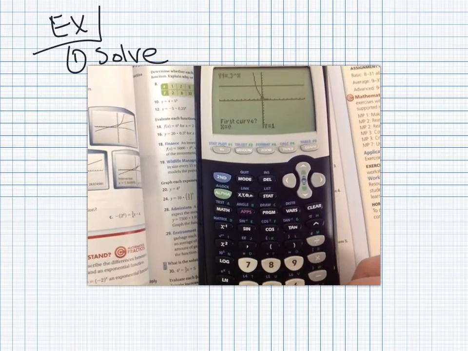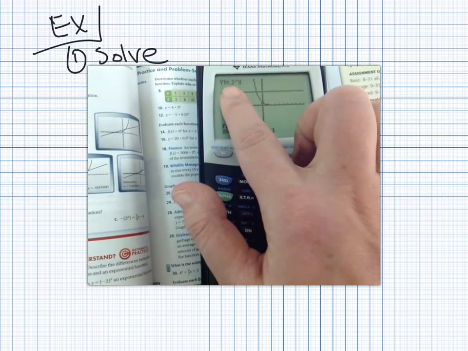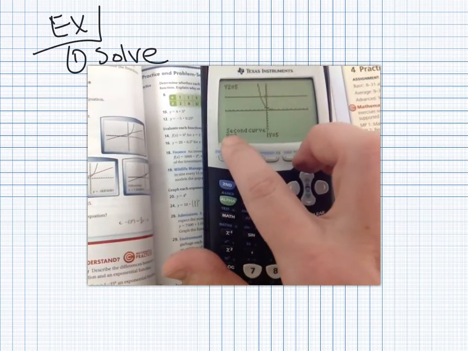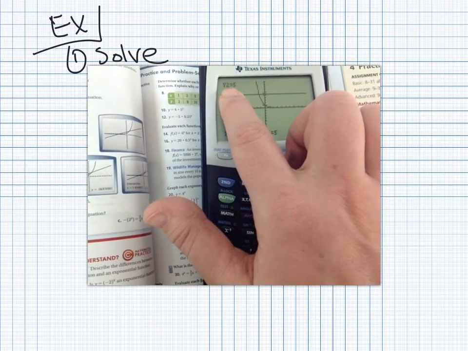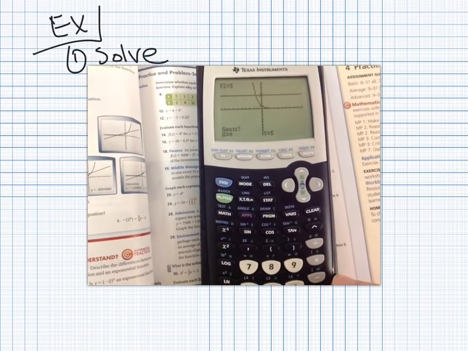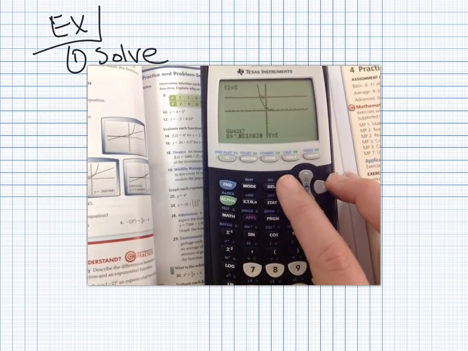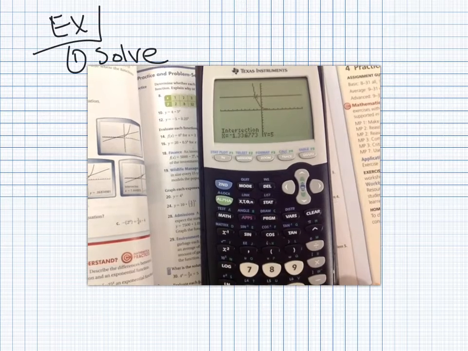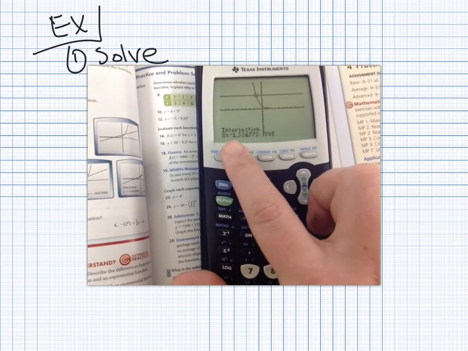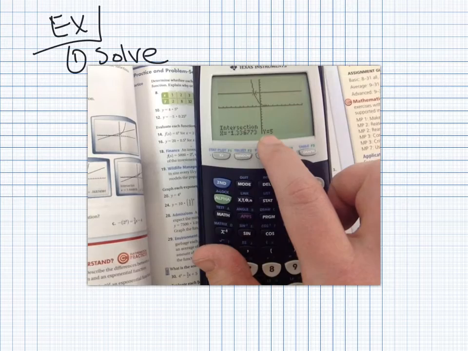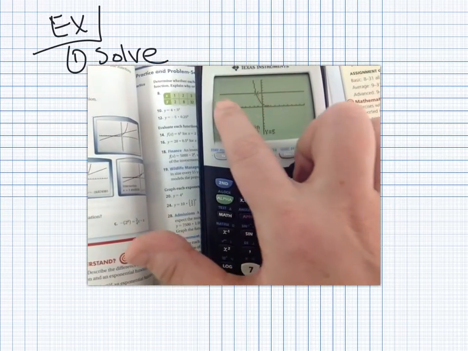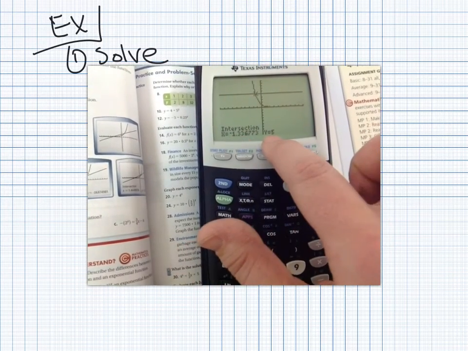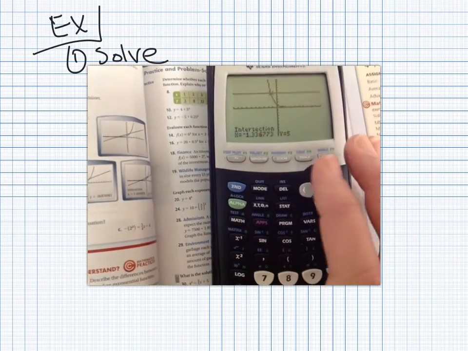It's going to ask you some questions. When it says first curve, it's really just asking, is that the first equation? 0.3 to the x, that is. We hit enter. Second curve, is that our second equation? y equals 5, it is. Hit enter. Then it says guess, so you can move the cursor towards the point of intersection, then hit enter again. It tells us our point of intersection is negative 1.33 and 5. We expected y equals 5 because it's a constant, right? This is the x value that will make 0.3 to the x equal that 5.